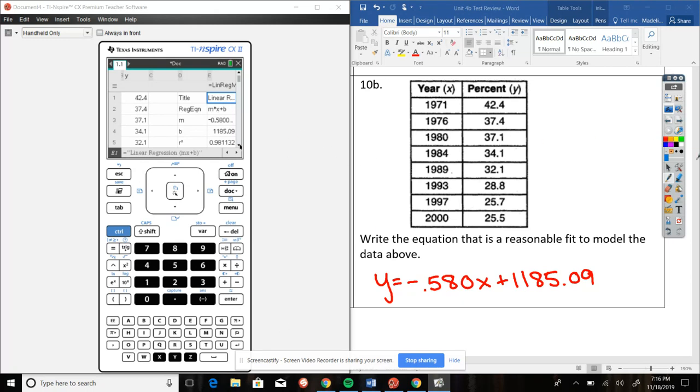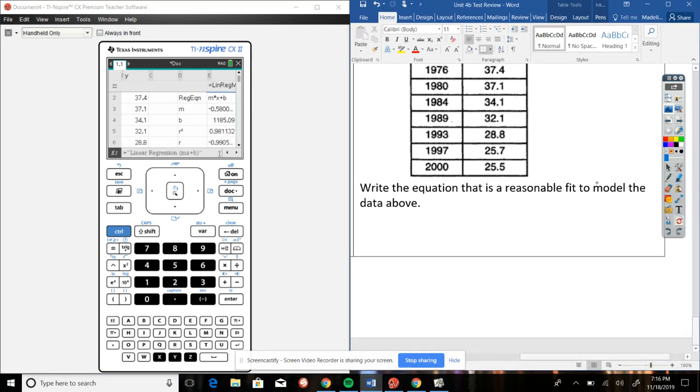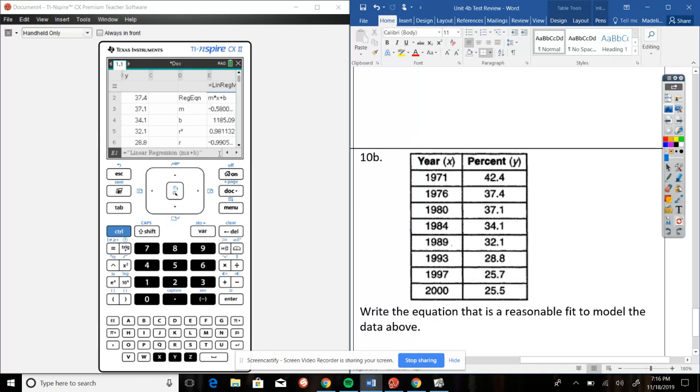Now I know this question doesn't ask for a correlation coefficient, but if it did, we would just go down to find R. Make sure you're using R, not R squared. So our R in this case, or correlation coefficient, would be negative 0.990. And that is the whole review, or at least the B's.